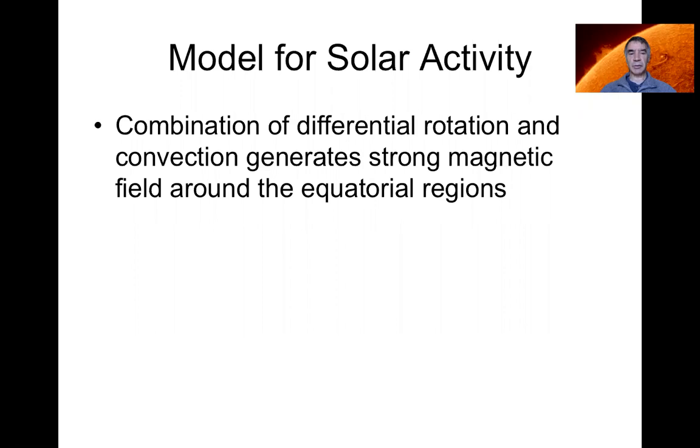So we've seen those two types of motion already. You've got the differential rotation, with the equator moving faster than the higher latitudes of the sun. That's in one direction. Then you've got the convection, which goes up and down vertically in the outer layers of the sun as well. That combination of three-dimensional motion in the plasma generates a dynamo action, which generates the strong magnetic field. And it's especially strong around the equatorial regions.